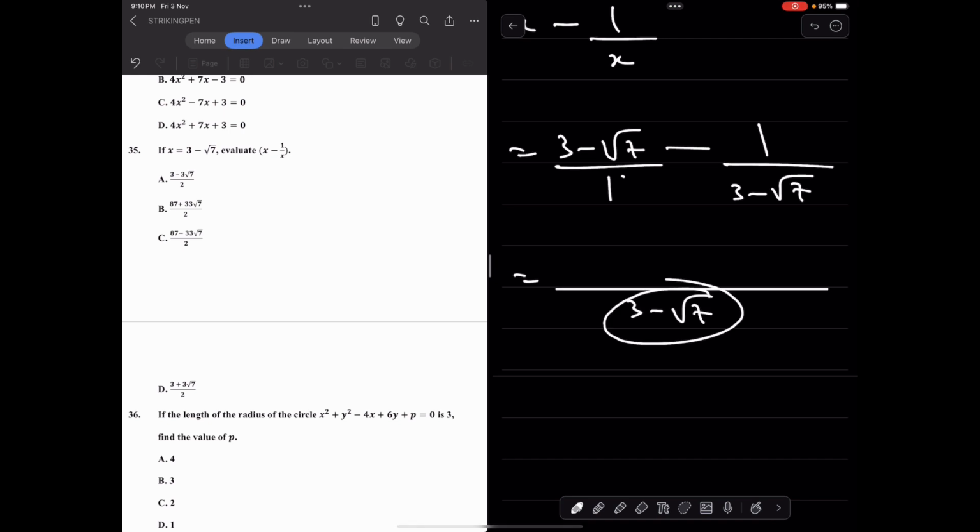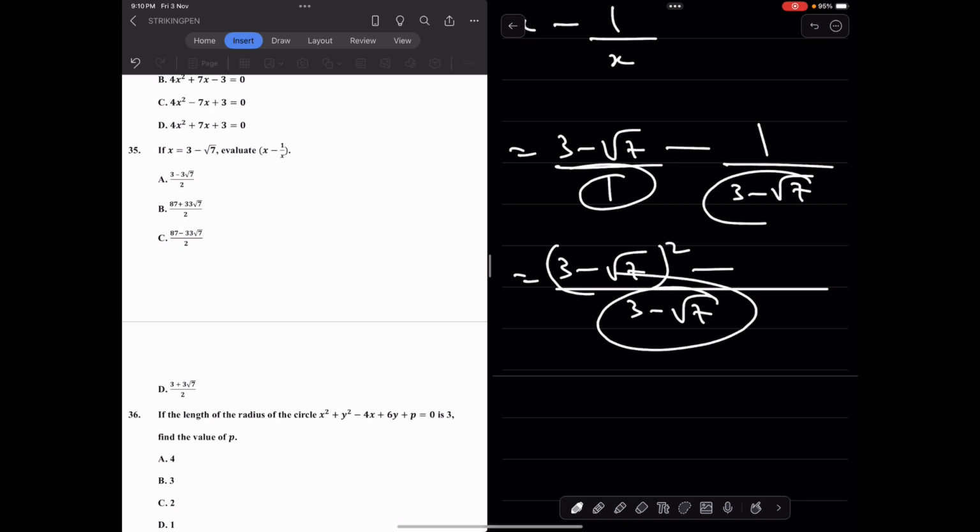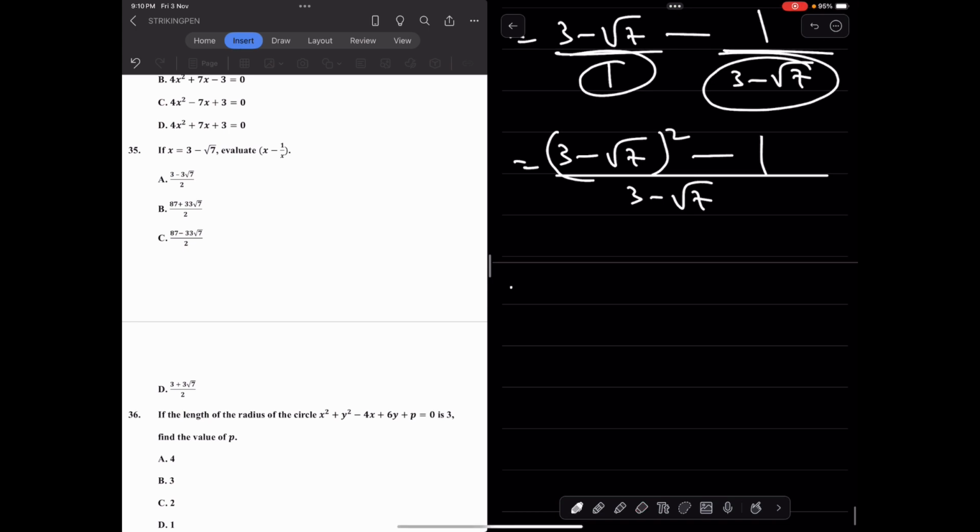Now, 3 minus root 7 divided by 1 is 3 minus root 7 times 3 minus root 7. That will be the square of 3 minus root 7 minus 3 minus root 7 divided by 3 minus root 7, which is 1 times 1. That's 1. Now, what do we have? The square of 3 minus root 7 is the same as 9 minus 6 root 7 plus root 49.